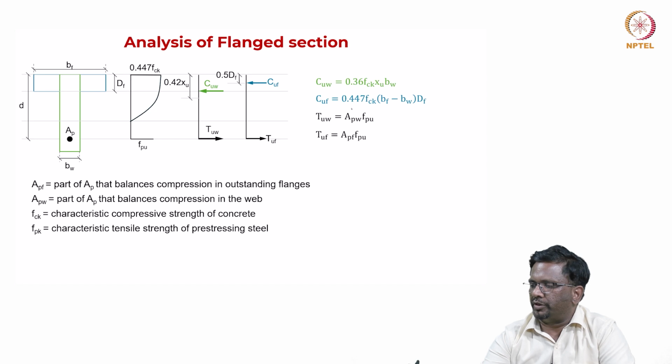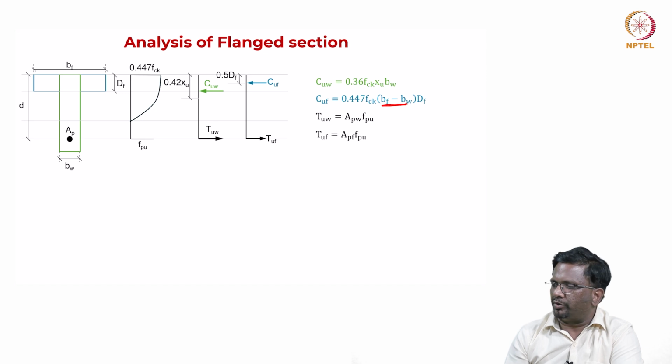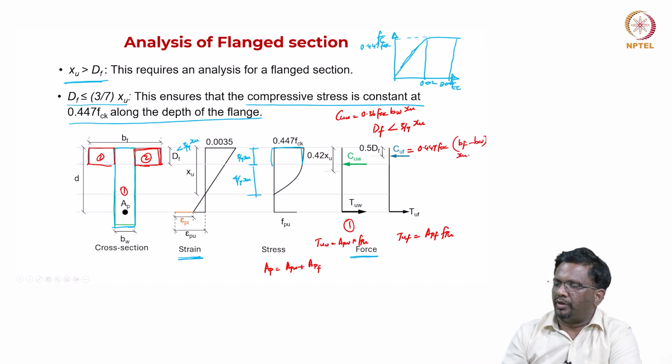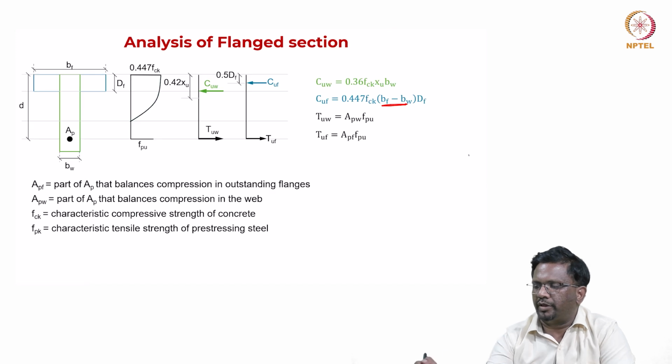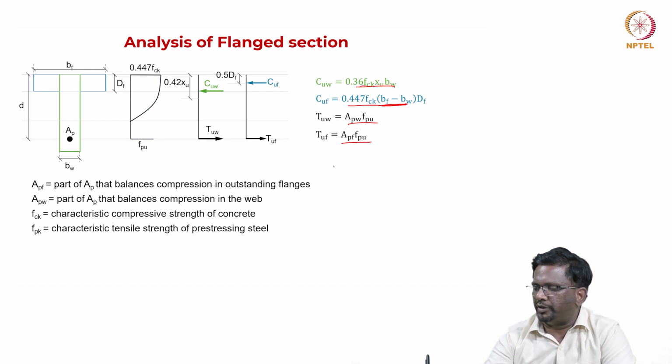Now, this is the portion, okay, so this is one thing. So, I have to subtract BF minus BW. If you go back, in this case, I should not take the entire BF, I should take BF minus BW times XU. So, that is what we have shown here, and rest of the things are all same, okay. So, this is valid only when your DF is less than 3/7 of your XU.